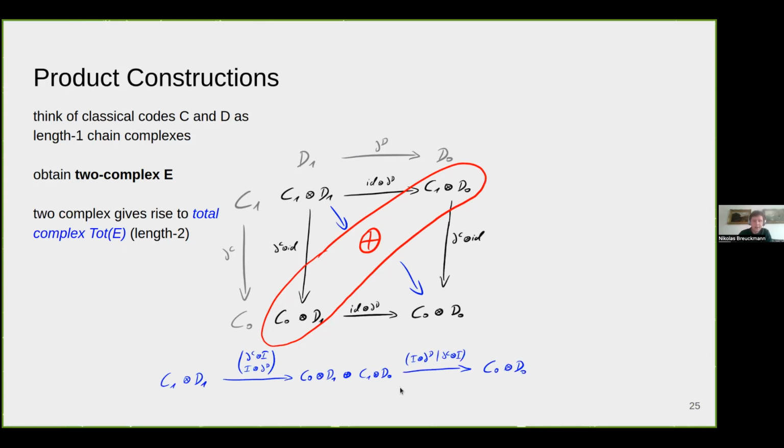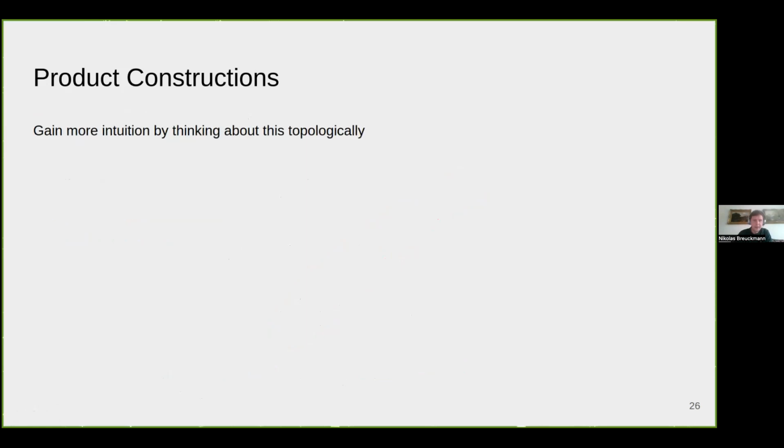And this is exactly the quantum code that we want to obtain. So we obtain 2 matrices here, again because we assume that there's a distinguished basis on all of these constituents. So we also have a distinguished basis here, so we can think of these as matrices. So this is essentially the homological view on this.